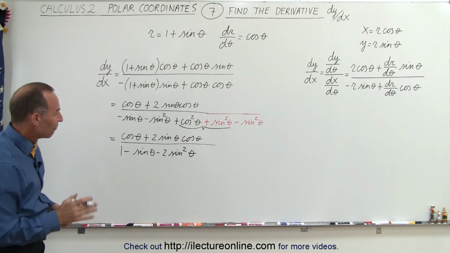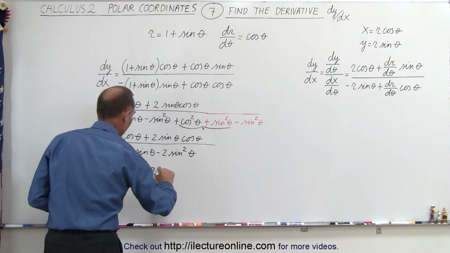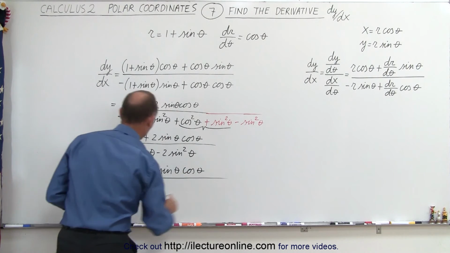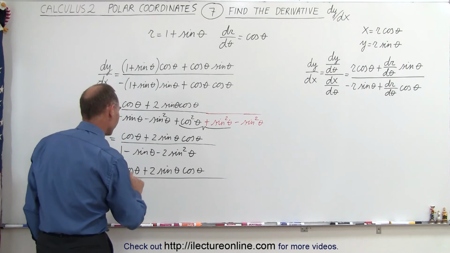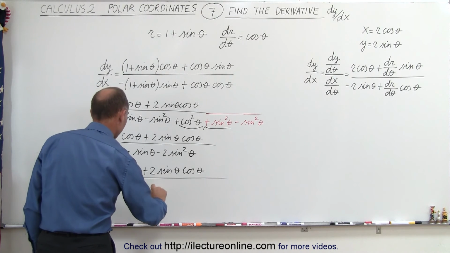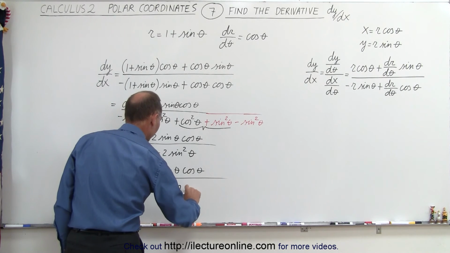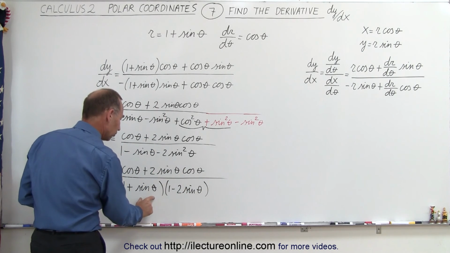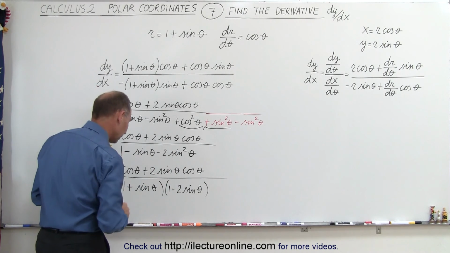And the denominator is now factorable. So we can now write this as the cosine of theta plus 2 times the sine of theta times the cosine of theta. And in the denominator, we can write, let's see here, how about 1 plus the sine of theta multiplied times 1 minus 2 times the sine of theta. Let's see if that works out. So the last term we get minus 2 sine square theta, that's correct. Multiply this minus 2 plus 1, that's minus sine of theta plus 1, that looks correct.